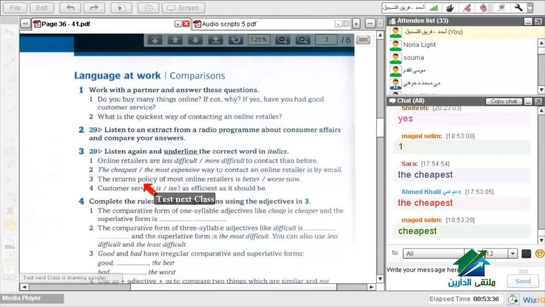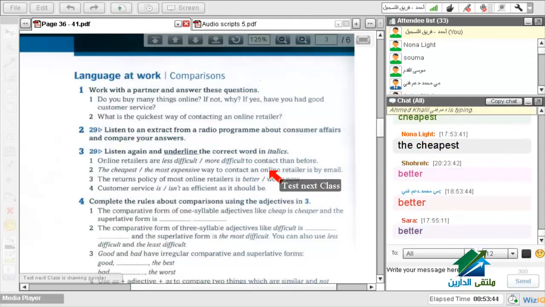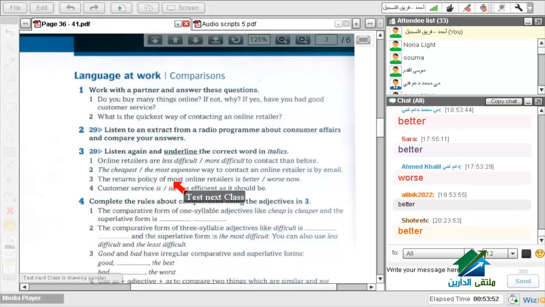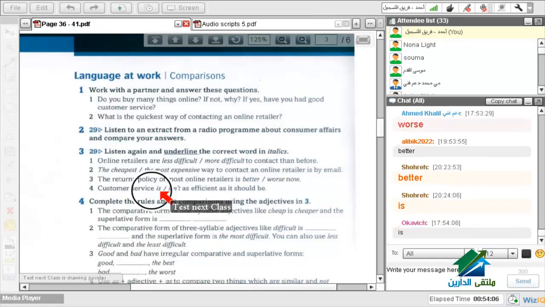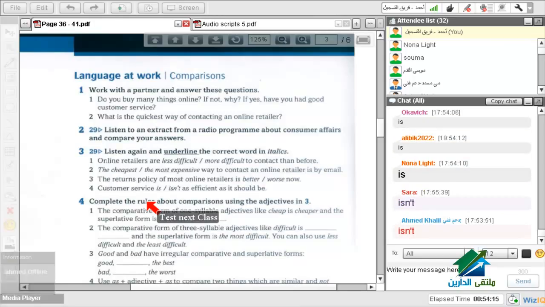3, the returns policy of most online retailers is better or worse now? Better and worse. Which one? Returns policy of most online retailers is better now. Well, customer service is or isn't as efficient as it should be. Is as efficient as it should be.